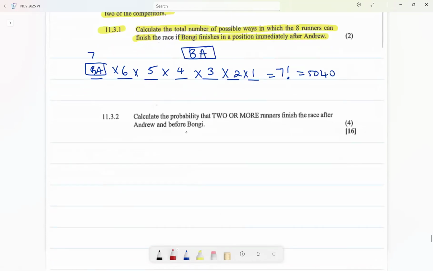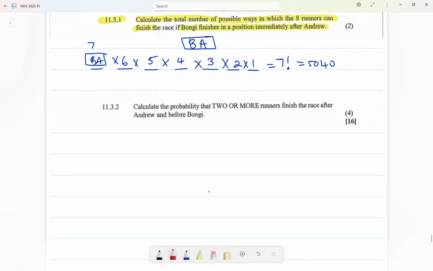11.3.2. Calculate the probability that 2 or more runners will finish the race after. Instead of going the other way, I'm just going to take this manually. Let's find the possible ways in which we can have 2 people running after. Let's fix Andrew here and then say Bongi here.